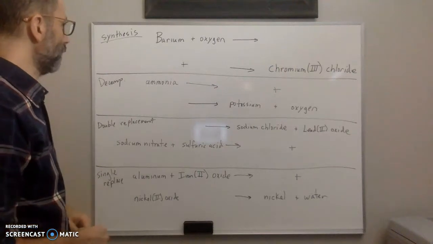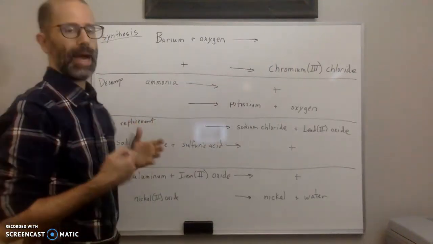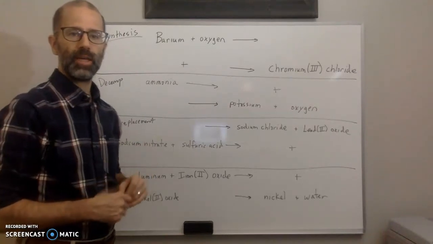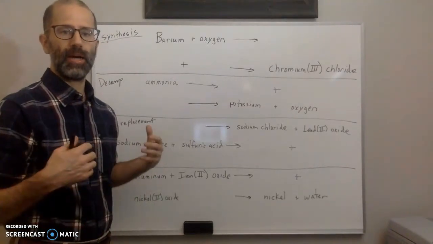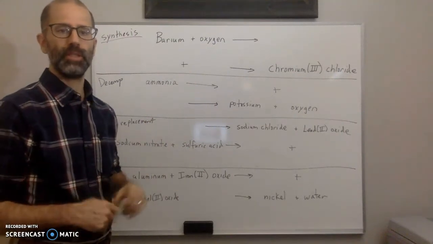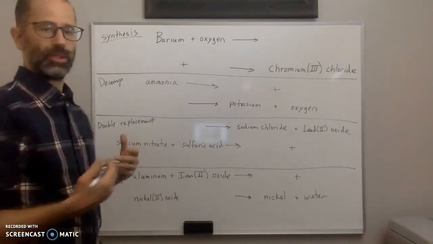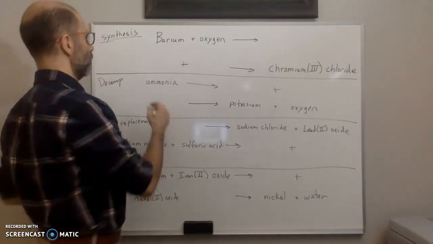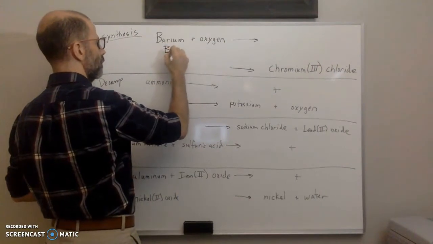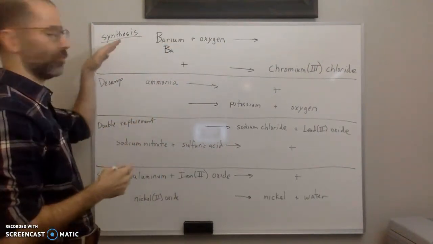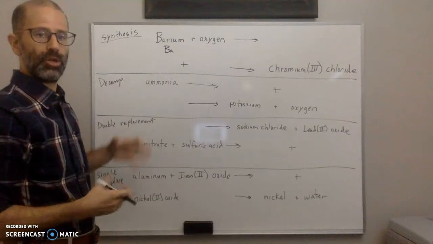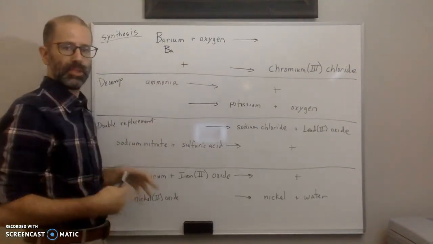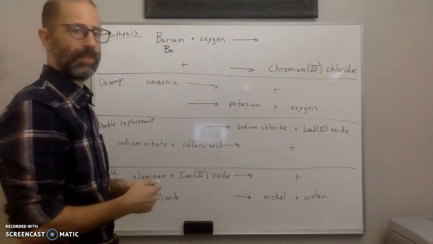So let's begin. The way I would do this is I would first write down the formulas of the elements and compounds, and then go from there. That's just the way that I would do it. So barium, you look that up on the periodic table, it's Ba. The key thing to keep in mind is when they tell you it's synthesis, you know you're going to be putting two things together, usually elements. Two elements being put together gives you a compound.